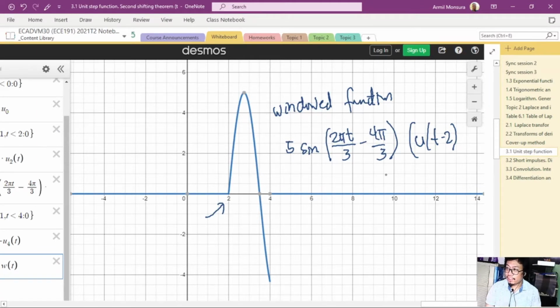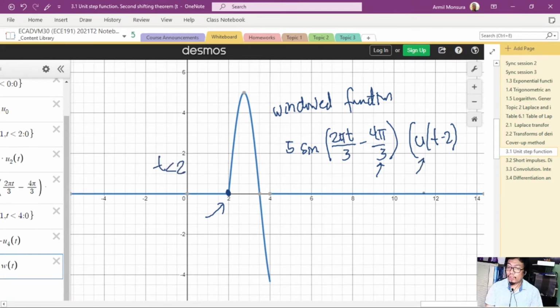What delays the signal is this factor. What causes it to start at 0 at 2 seconds is this delay that we have introduced on the function itself. Here it allows us to read the signal starting at this point, and ignore the signal, or essentially make the value of the signal 0, or make the signal vanish for t less than 2 seconds.